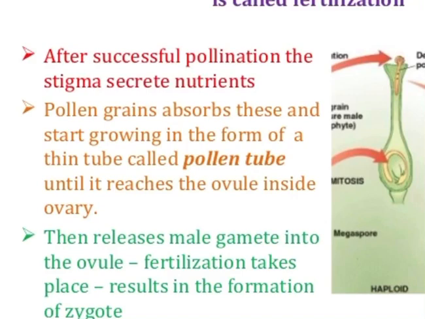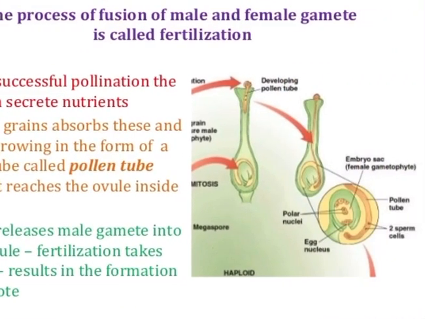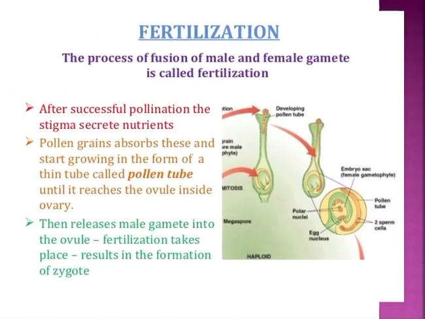After landing on the stigma, the pollen grains produce the tube, called the pollen tube, and this tube carries the male gamete. Only one pollen tube reaches the ovule in the ovary, and the female gamete is present inside the ovule. Finally, the male gamete fuses with the female gamete, and then fertilization occurs. As a result of fertilization, the formation of the zygote takes place. This is how the process of fertilization takes place.